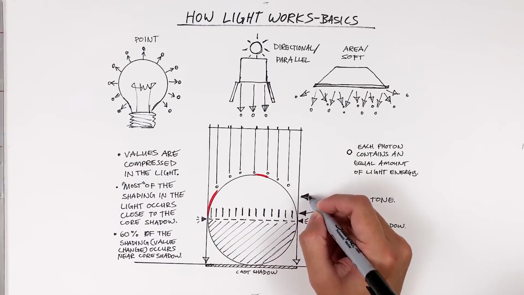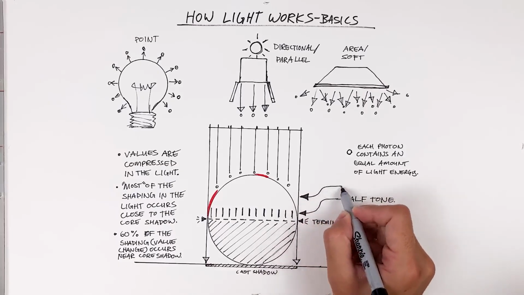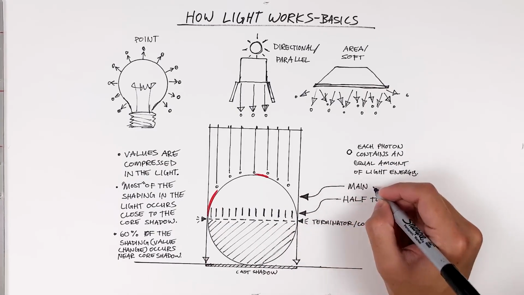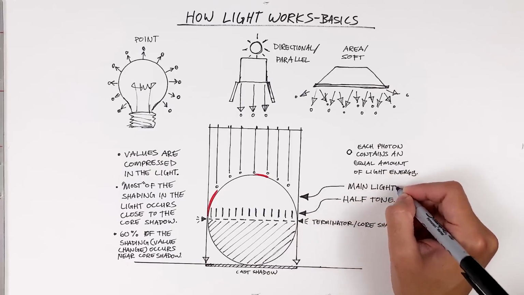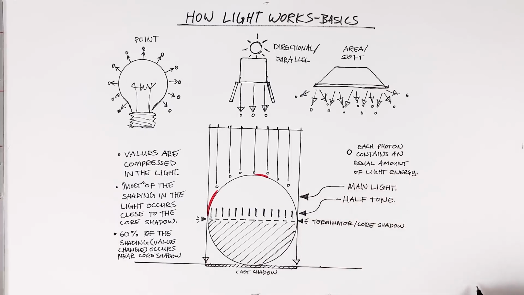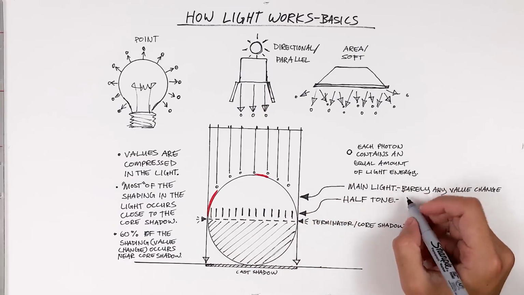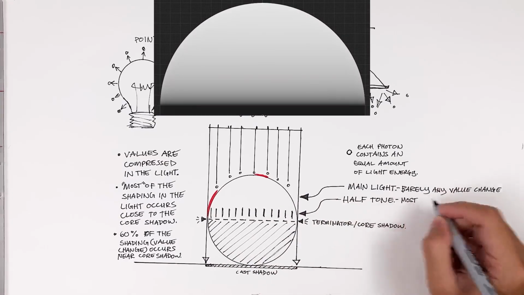There's tons of words for this main lit area. The vocabulary in art has never gotten quite codified, so you hear a lot of things. We can call it the main light. It has other names like the center light or the local tone, but we're just going to call it the main light area. In the main light, there is going to be barely any change in value. And the halftone is going to have most of the value change.